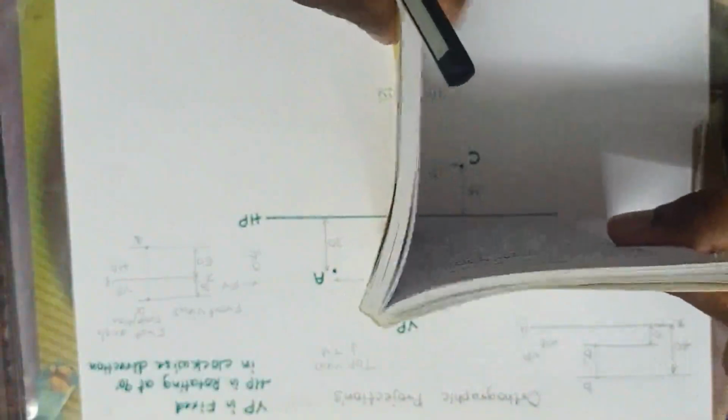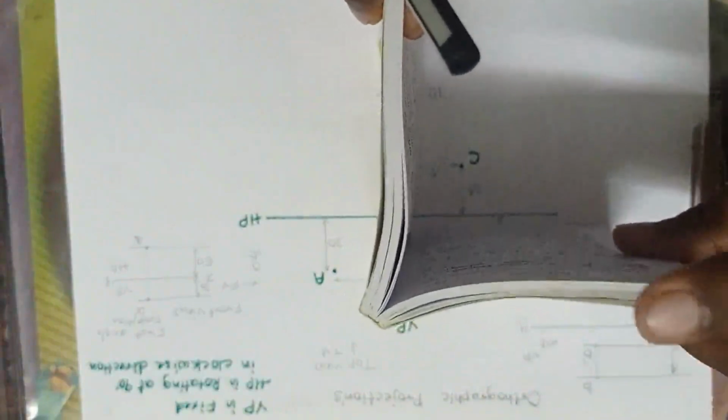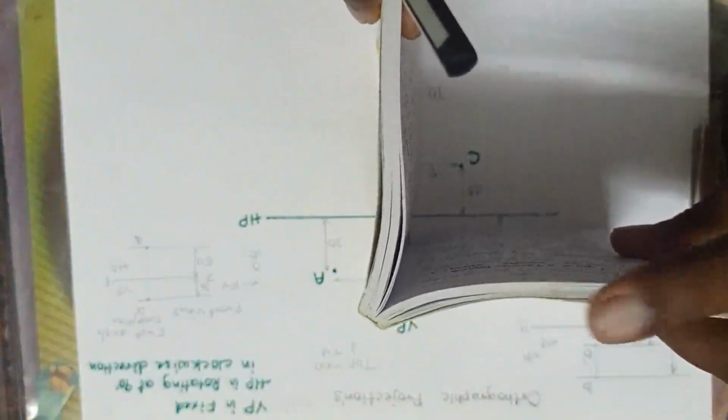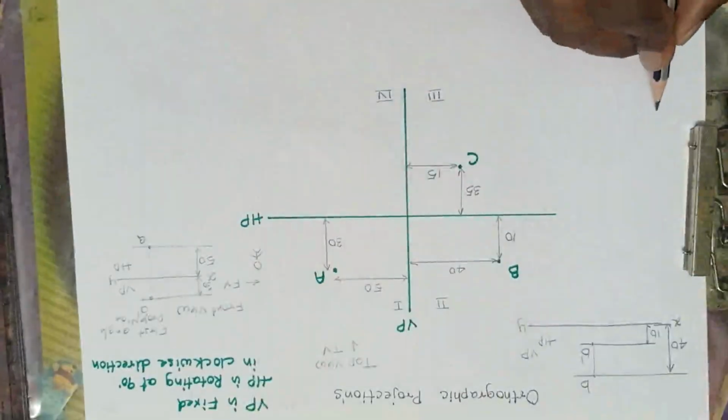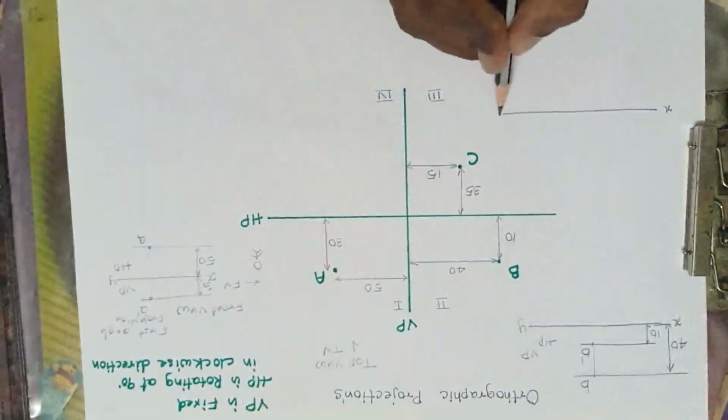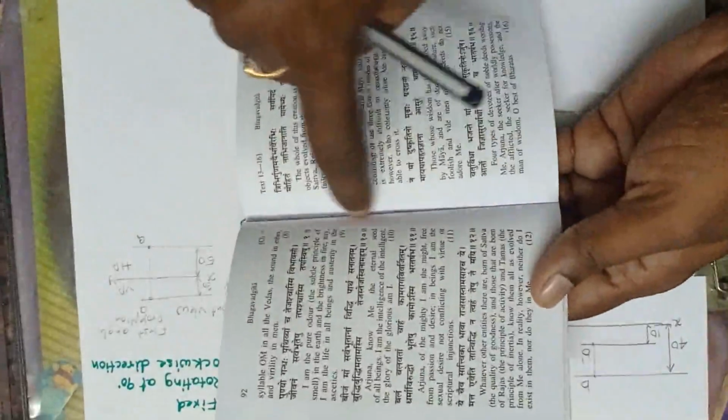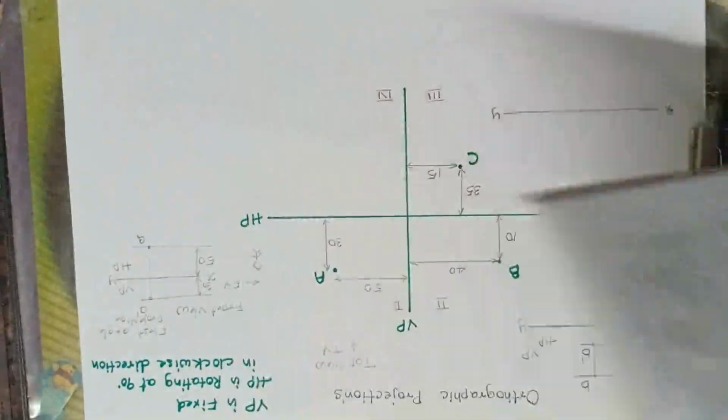Now how to rotate? VP is always fixed. What about HP? It is rotating 90 degrees in the clockwise direction. So it will rotate like this, and I'll show it like this. This is HP and this is VP. Done. So I'll write XY, the reference line. What is this reference line? The meeting line. This meeting line is said to be a reference line.